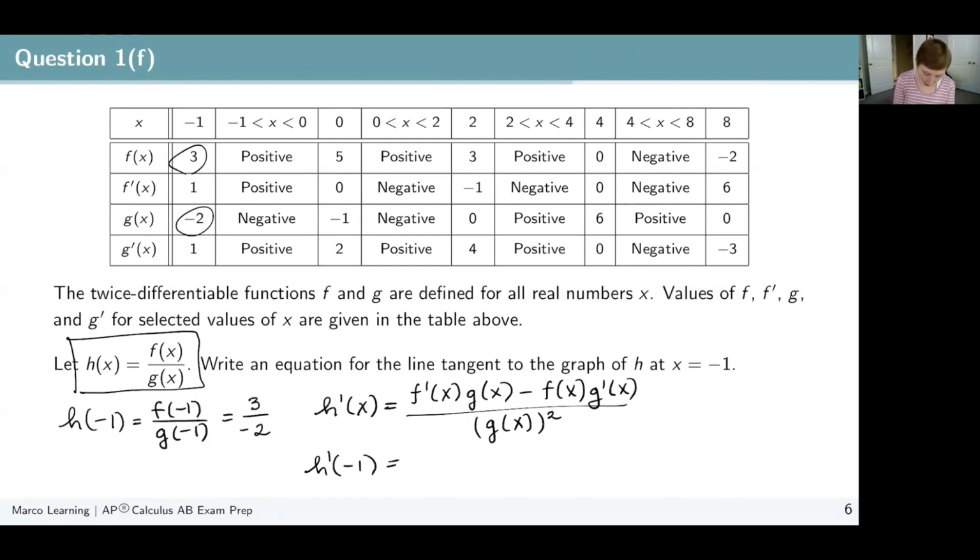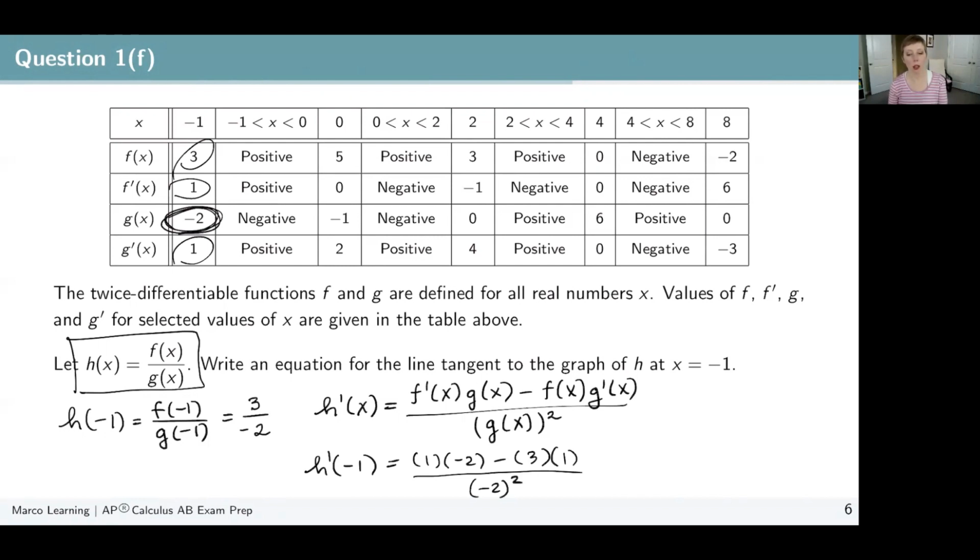So we can read those values from our table. F prime of -1 is 1. G of -1 is -2. F of -1 is 3. G prime of -1 is 1. Over G of -1 is -2 squared. -2 squared, like that. Now that answer is numeric. You can leave it like that.